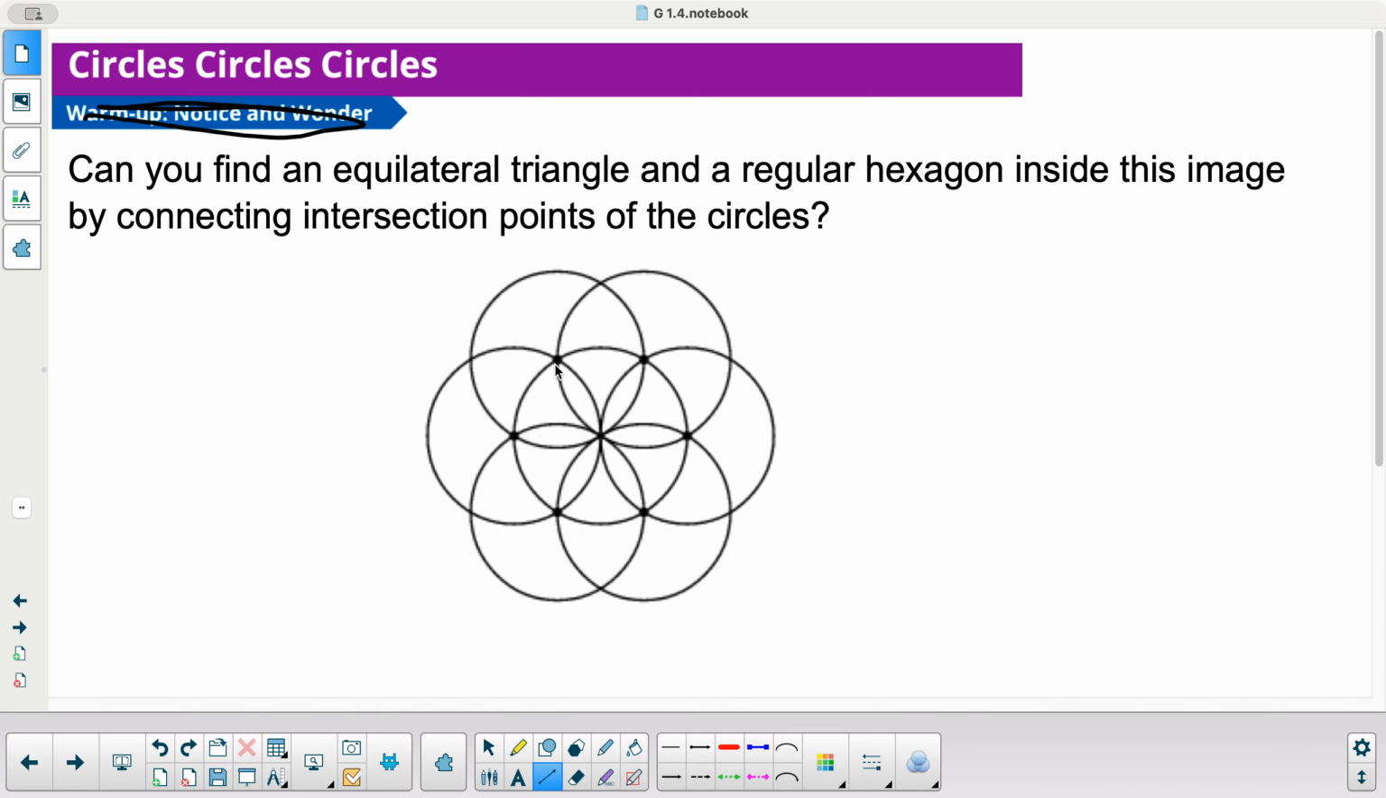So there's those. Here's your regular hexagon. There's actually only one regular hexagon inside here. And there it is, okay? So this figure here, it's a bunch of circles, okay? So we're going to use this figure to construct equilateral triangles and equilateral or regular hexagons. I guess it's equilateral, but it's also called a regular hexagon.